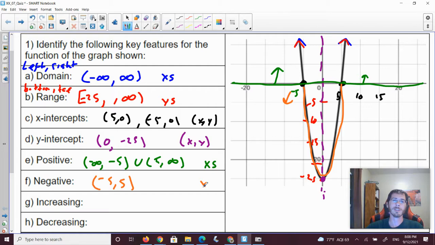And again, these are x's. These are both x coordinates. Negative 5 is where we start being below the x-axis. 5 is where we stop being below the x-axis.